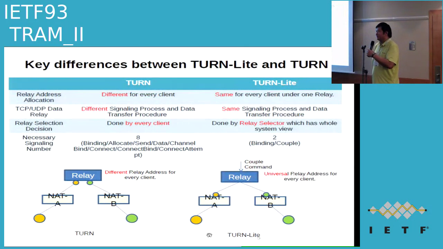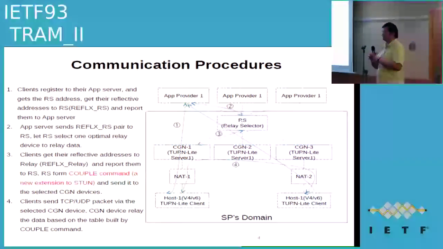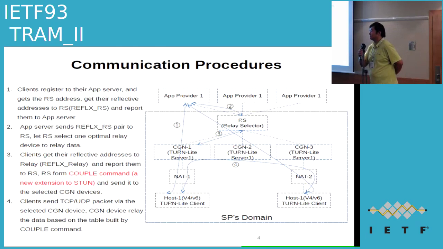Can you go back to the diagram, please, that shows how this works? Yes. So the client connects to the app provider. The app provider talks to the relay selector, mm-hmm, and at some point the relay selector hands the client a TRAM server based on the client's reflexive address, right? Yeah.